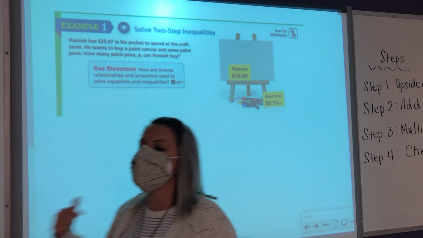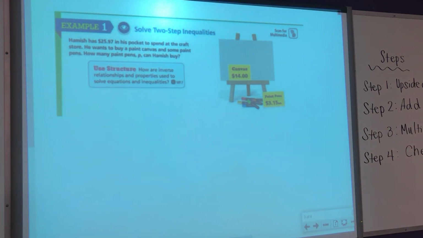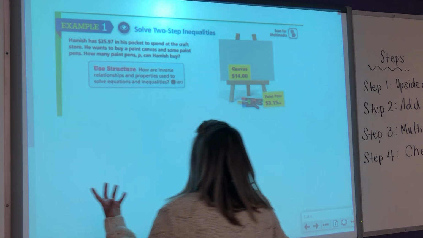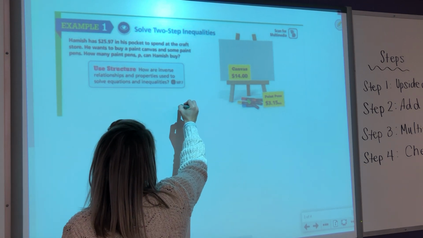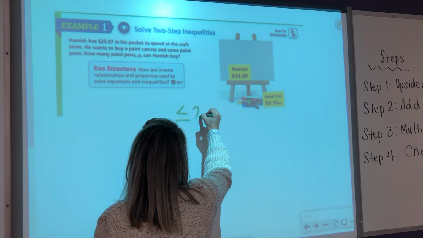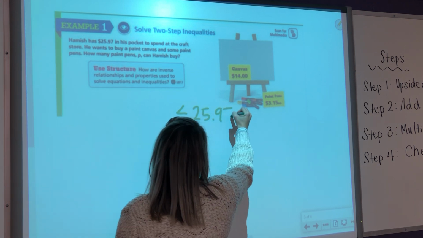Okay, so if we're thinking about inequalities, can we spend $25.97? Yes. Can we spend more than? No, it's less than. So it's going to be? Less than. Okay, so let's break this problem down. He can spend less than or equal to $25.97.